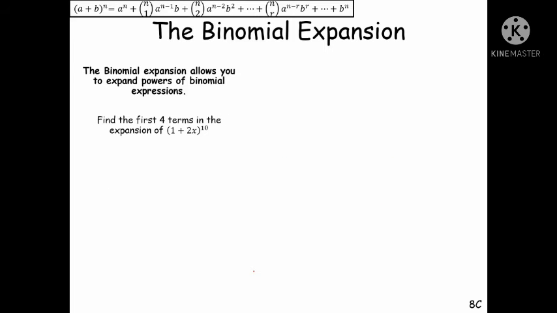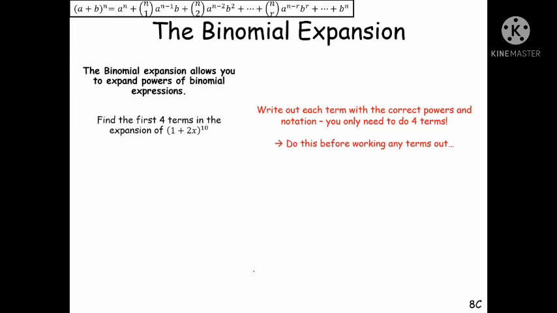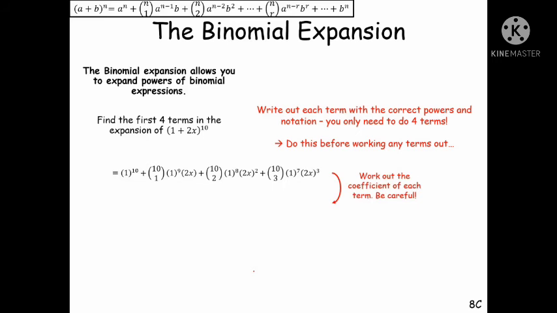This one says find the first 4 terms in the expansion of (1 plus 2x) to the power of 10. We want the first 4 terms when you're expanding that. So write out each term with the correct powers and notation. You only need to do the 4 terms here because that's what we're asking for. Do this before working out any terms. So 1 to the 10, and so on in the formula. Work out the coefficient of each term, be careful. We get 1 plus 20x plus 180x squared plus 960x cubed. And they're your first 4 terms.